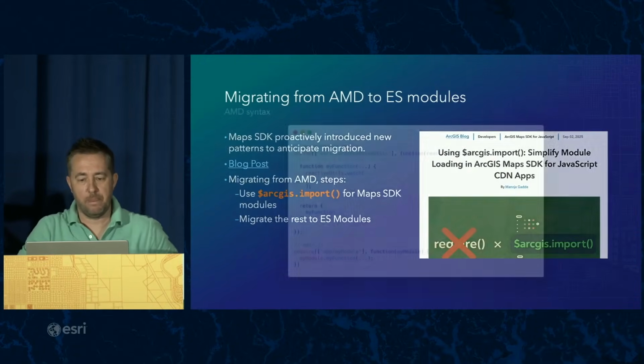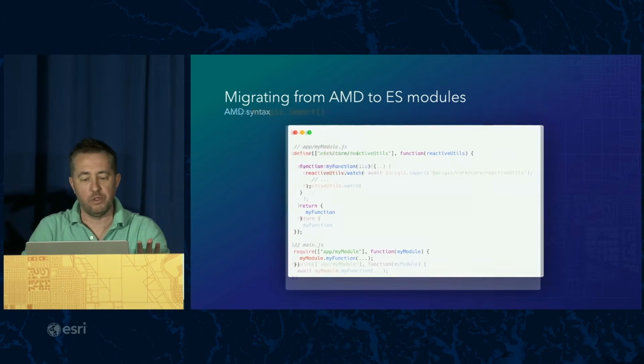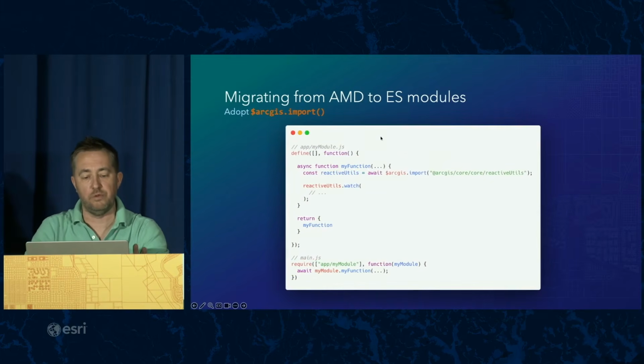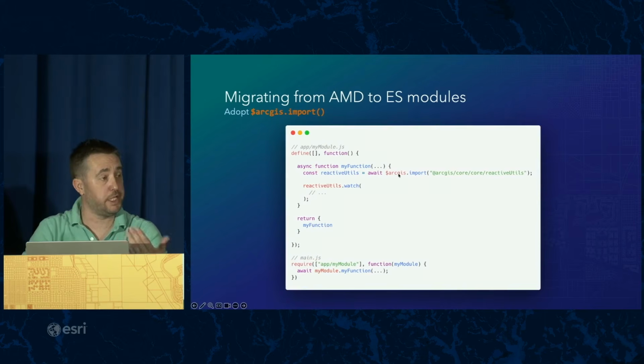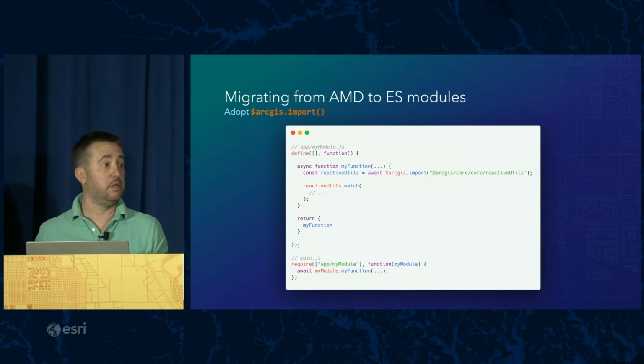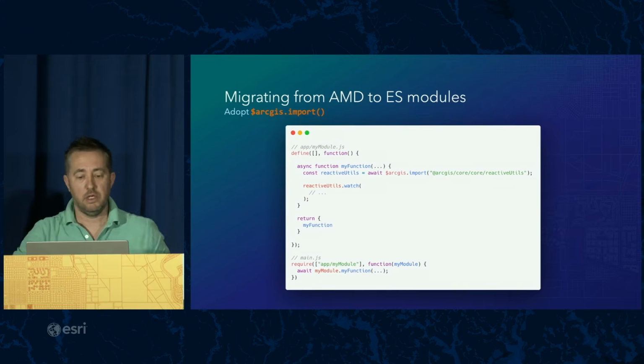Okay. Let's go over this. Yeah, so this is what I just showed. It's how it would look. And then, instead of importing the API modules using the define call, you use $ArcGIS import. Once you have done that, you can convert all your AMD modules into ESM. It's quite a lot of work if you have a large app.